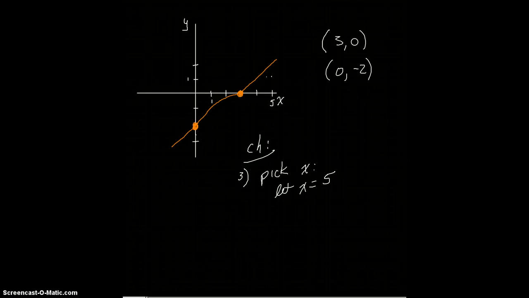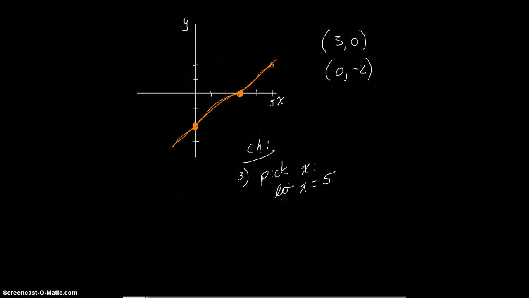Now, just based on my graph, I can see that this line continues straight up, right? And when it gets to 5, it's about here. So I'm expecting my y value to be, if it was a good line, maybe the best I can tell you is it's positive, right? Just based on the graph, we could say we think y should be positive.